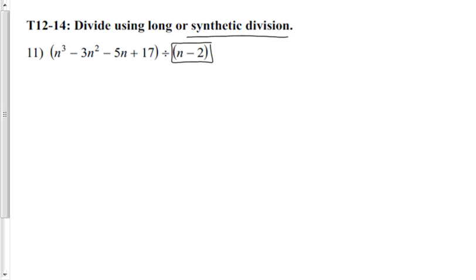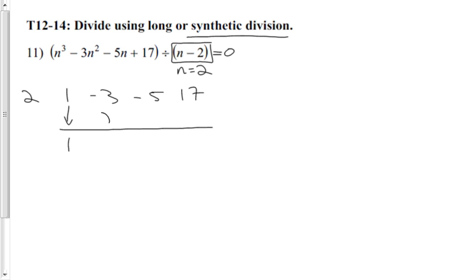If we're dividing by n minus 2, then the n value that we're plugging into the synthetic is positive 2, because that's what would make this equal 0. So we're going to plug in 2 and run that through, and then whatever we get at the bottom, we're going to fill in those n's, and that'll be our quotient. So bring down the 1, then we're going to multiply, add, multiply, add, multiply, add, multiply, and add.